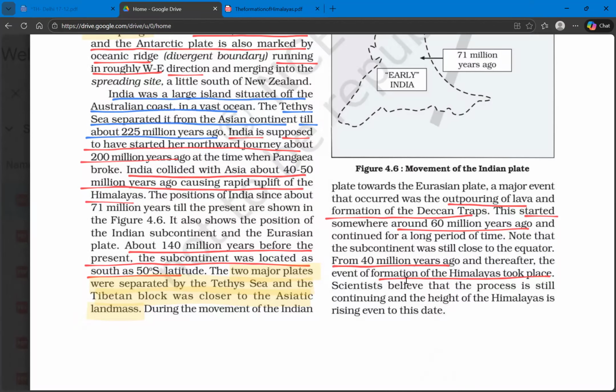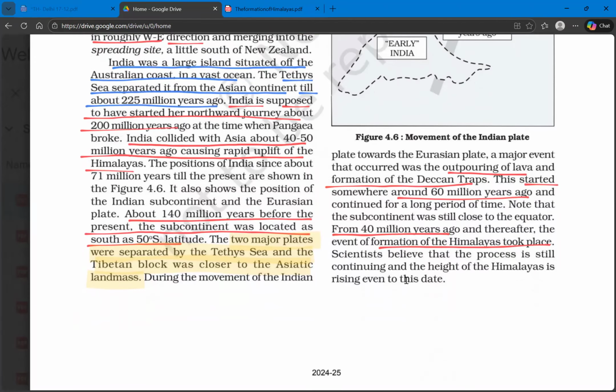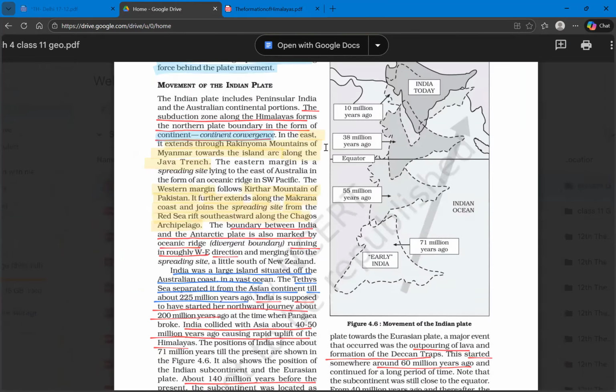Next, scientists believe that the process is still continuing and the height of the Himalayas is still rising. That is why the Himalayas are called Fold Mountains. The height of the Himalayan region is still growing because of this continent to continent convergence between the Eurasian plate and the Indian plate. So this is all about chapter 4 of class 11 physical geography.